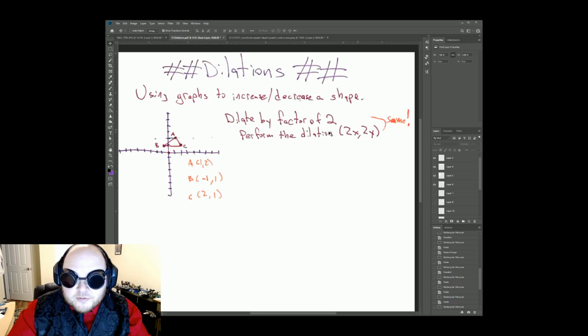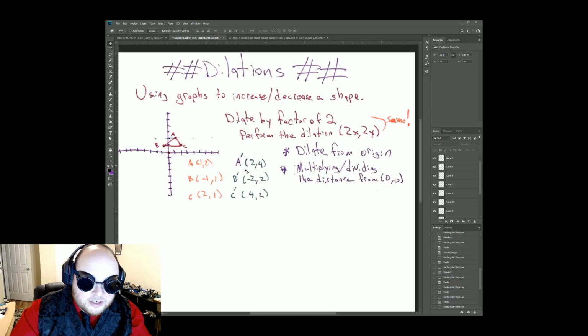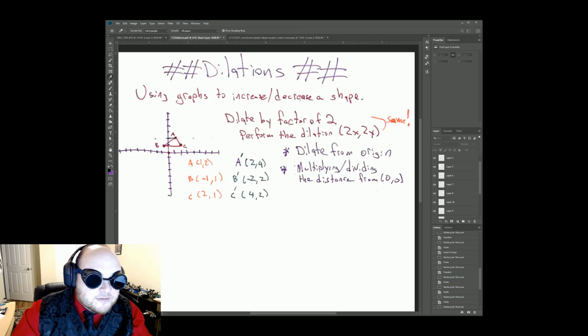You've seen this before, basically. That's kind of when we were doing rigid motion, except these aren't rigid motions because we're multiplying, and that's okay now. So we are dilating from the origin, which means we're dilating from the middle, and we'll talk about what that means in a second. But really, all you're doing is multiplying or dividing the distance from 0, 0, which really means you're just multiplying the numbers. So I want to dilate by a factor of 2. You multiply everything by 2, which is going to give us some new points.